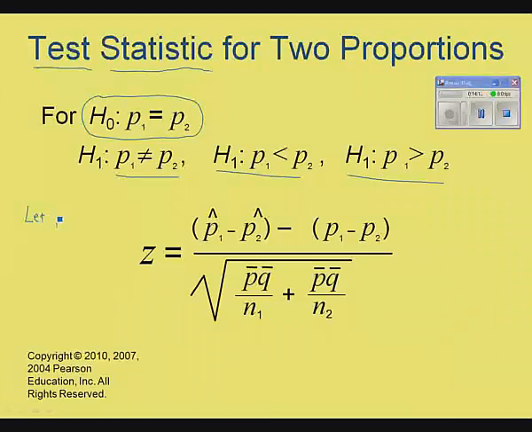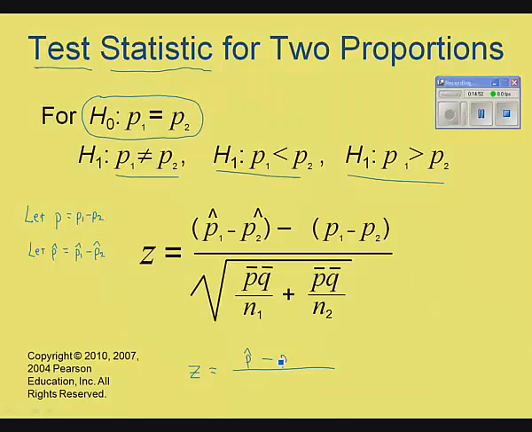Let's let P equal P1 minus P2 for a minute. And let's let P hat equal, what do you think I'm going to say? P1 hat minus P2 hat, okay? Now, P and P hat, I just made those up. You might say, why did I do that? Well, here's why. Because then the numerator is just P hat minus P.